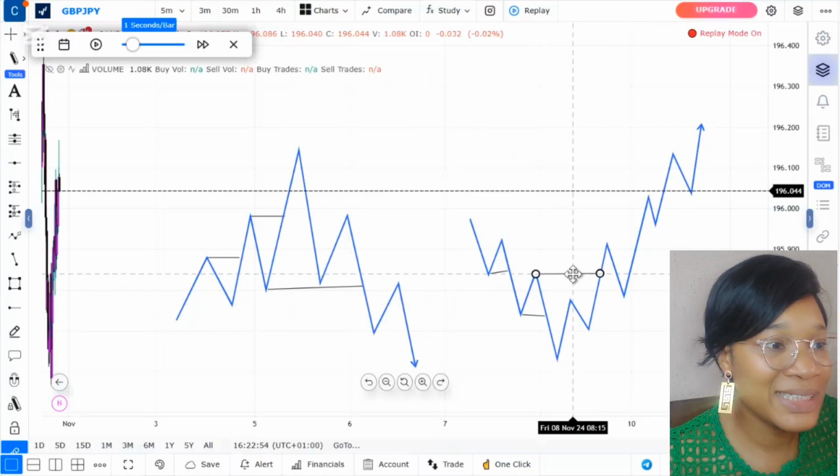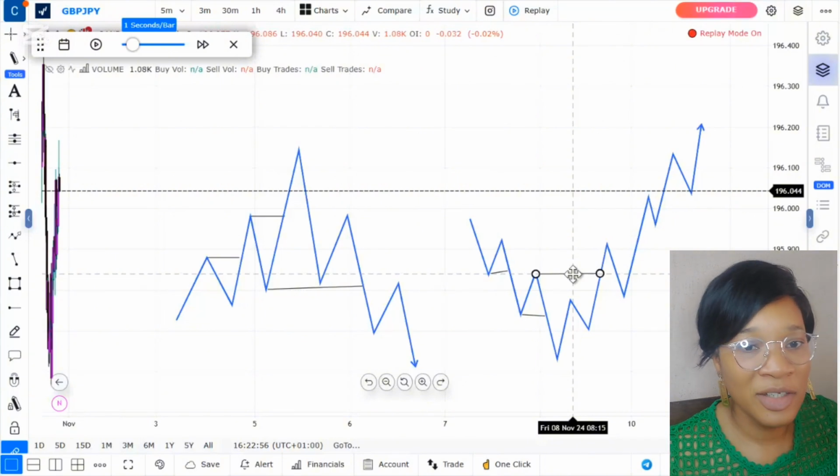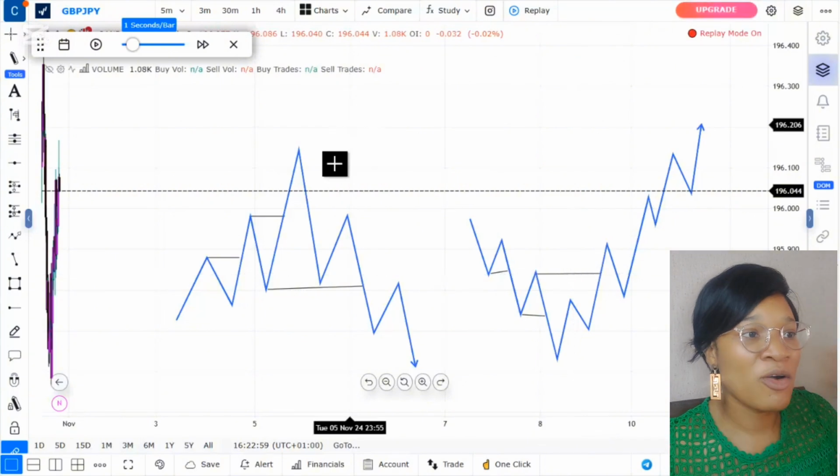What if I tell you that you can use this same exact model as a way of entering into the market, right? As a confluence for entering the market.